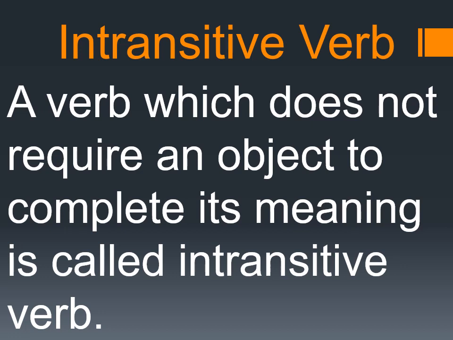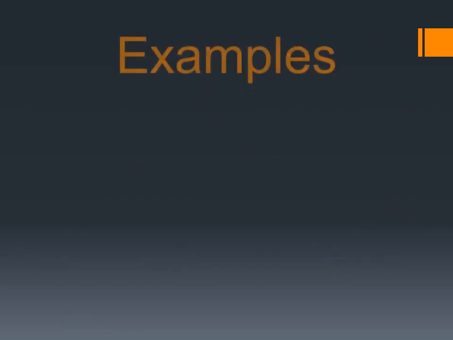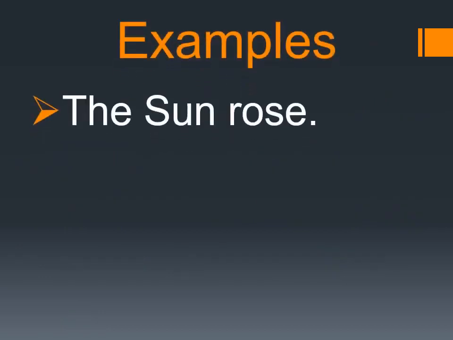For example, if I say the birds fly in the sky, the birds fly where? So we are getting the answer of where just after the verb fly. So fly will be intransitive verb, it will not be transitive verb. For example, the sun rose. Here rose is the second form of rise. Rise, rose, risen. So after this verb rose, there is no object.